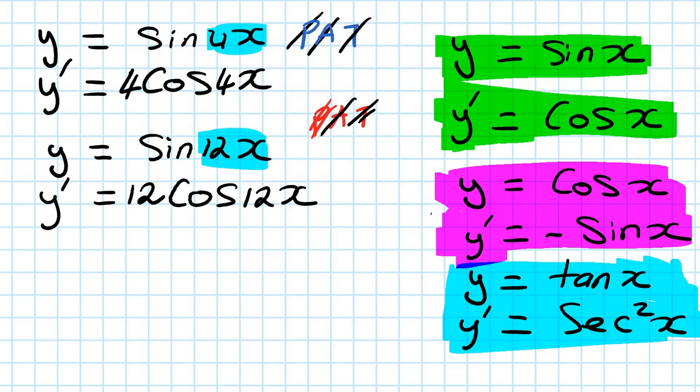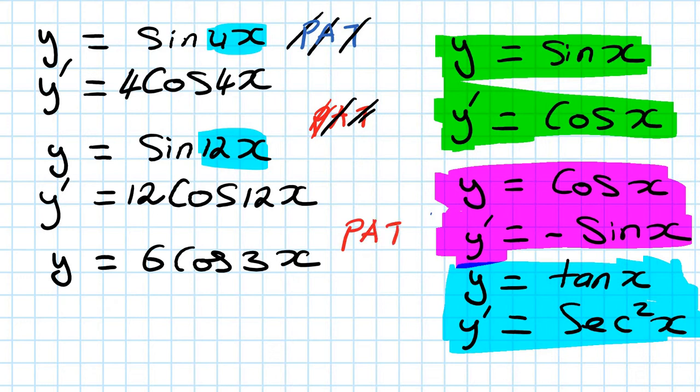Let's move on to the next one. Let's say y is equal to 6 cos of 3x. Same rule applies. I've just written it here for you. After a while, you don't need to write it. PAT, you do in your head, but I'm just writing it out because I explain it to you. So power, no power.